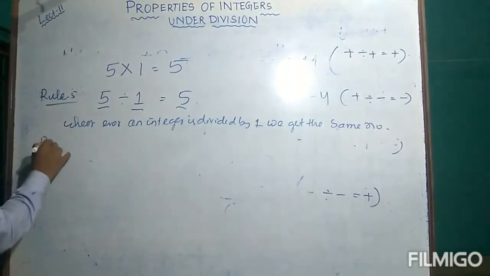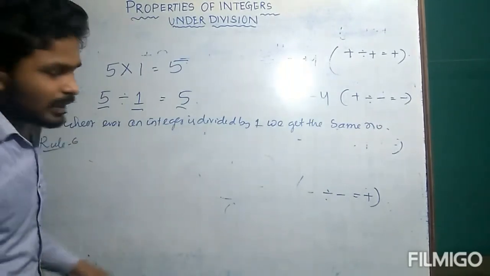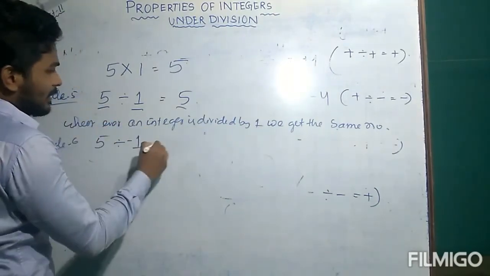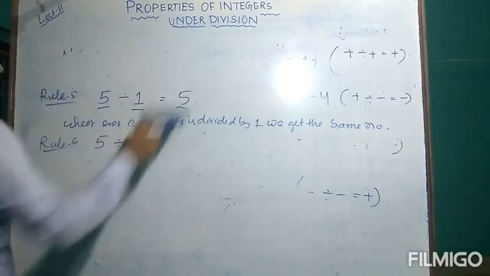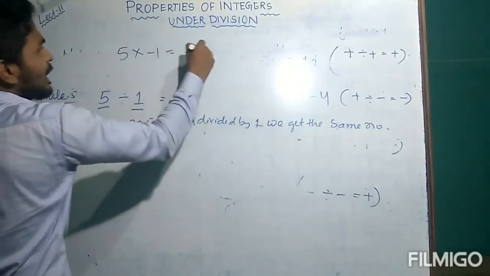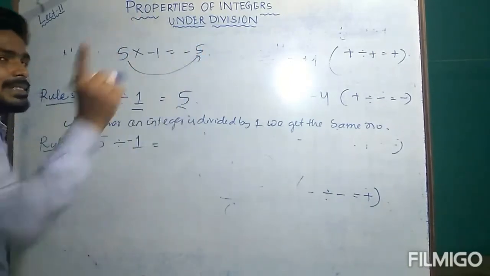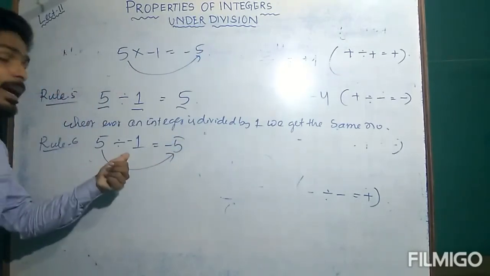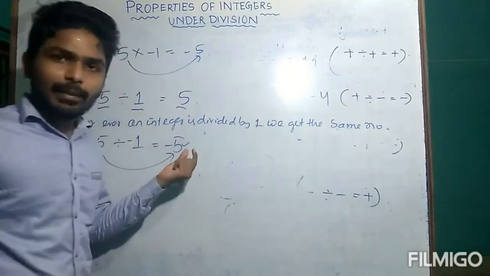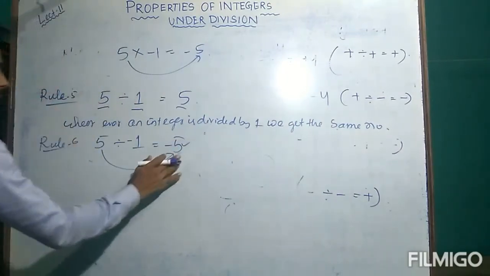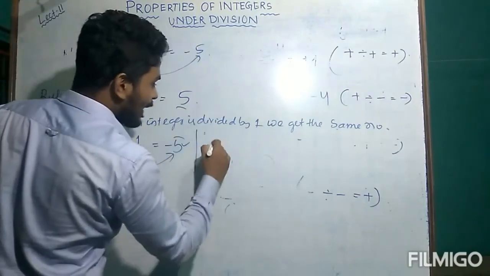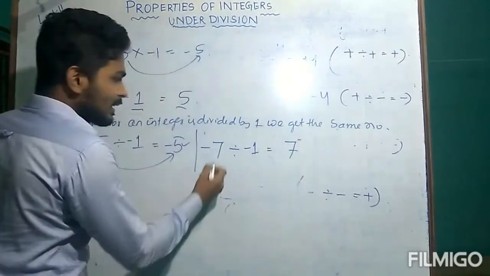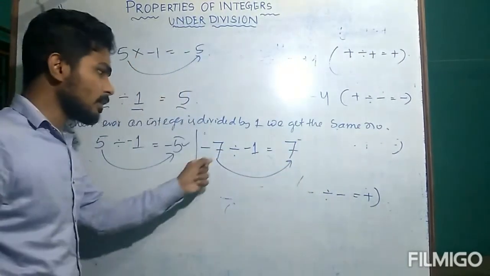Rule number 6: when a number is divided by minus 1, what will be the possible result? What is the value of 5 into minus 1? Minus 5. We get the same value with opposite sign. Similarly here, whenever 5 is divided by minus 1, you get the same numerical value with opposite sign. Similarly, if you divide minus 7 by minus 1, the numerical value will be the same.